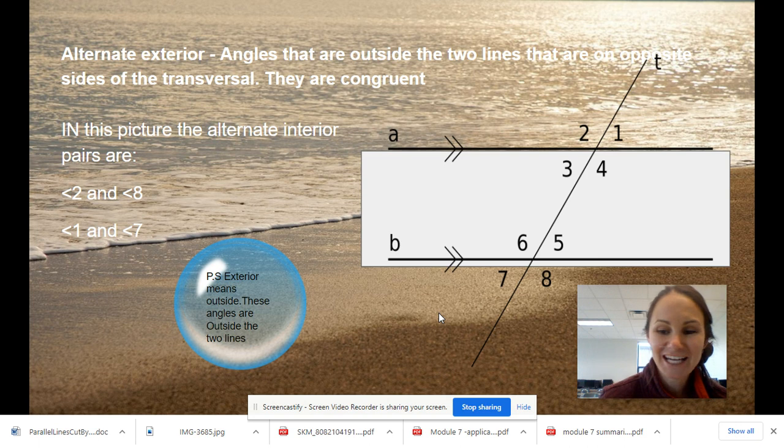Moving to alternate exterior, these are the ones on the outside. Okay, so 2 and 8, and then 1 and 7, because we have that word alternate, meaning they need to be on opposite sides of that transversal line. Okay, so 2 and 8 are alternate exterior, and 1 and 7.